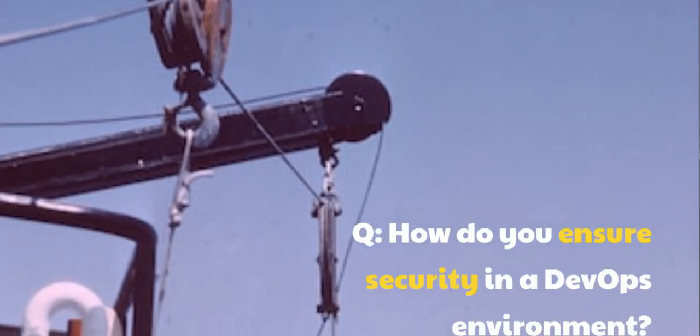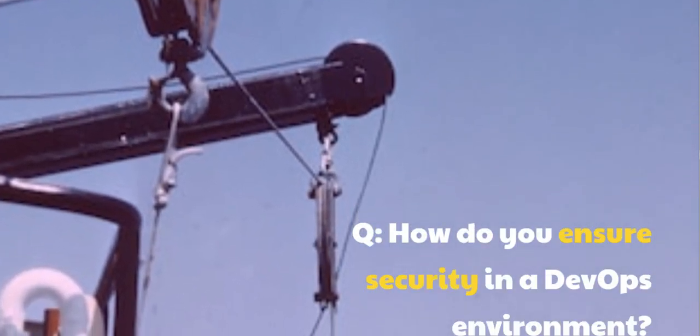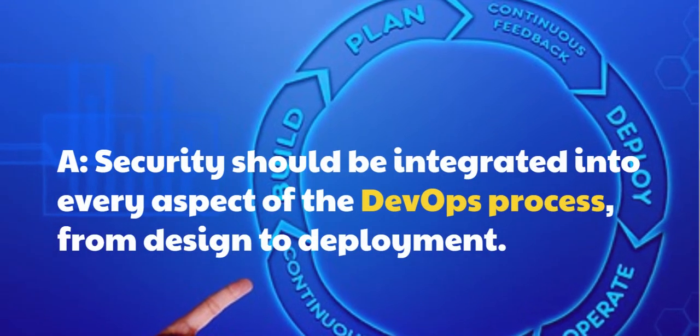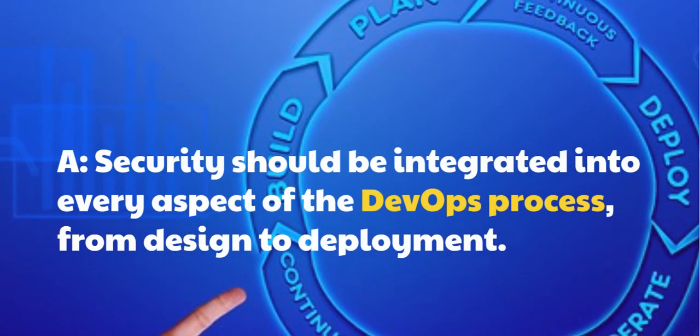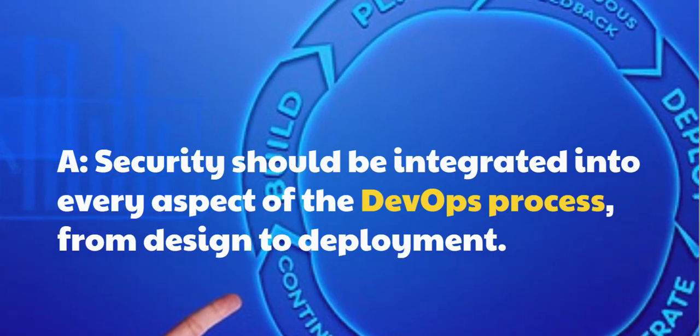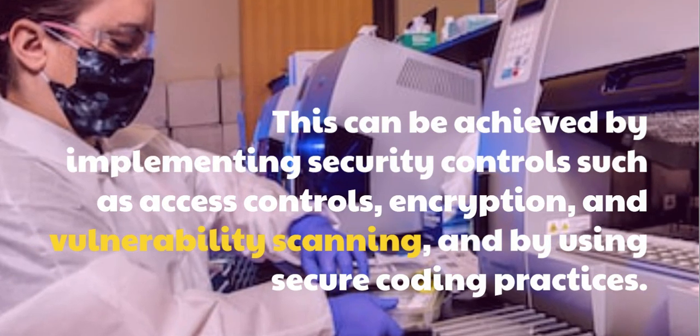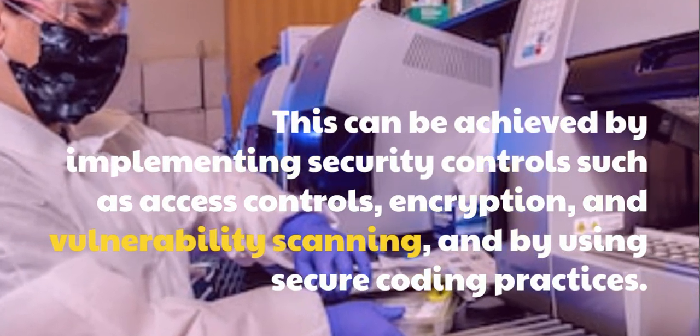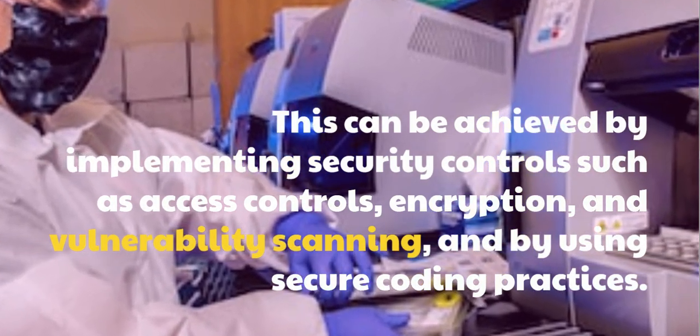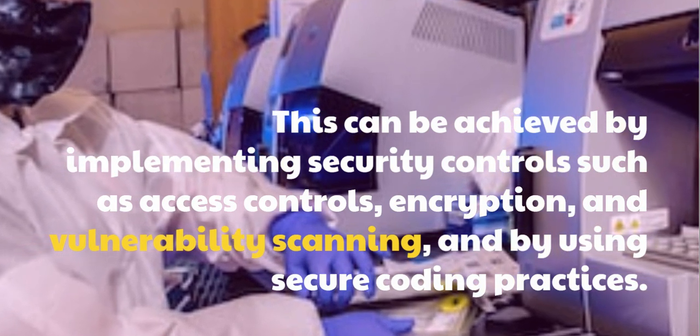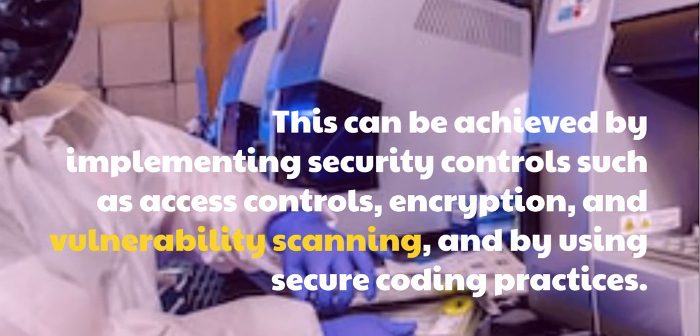Q. How do you ensure security in a DevOps environment? A. Security should be integrated into every aspect of the DevOps process, from design to deployment. This can be achieved by implementing security controls such as access controls, encryption, and vulnerability scanning, and by using secure coding practices.